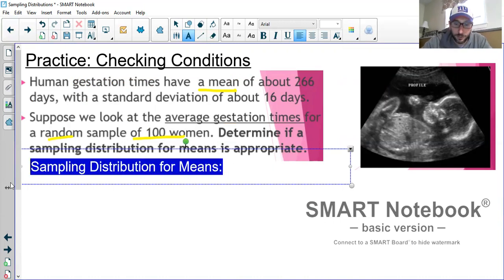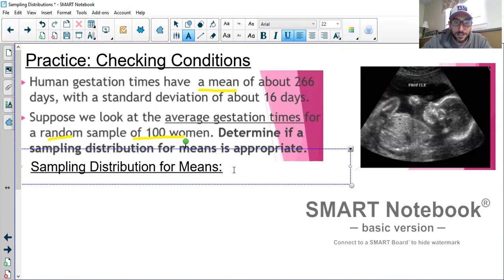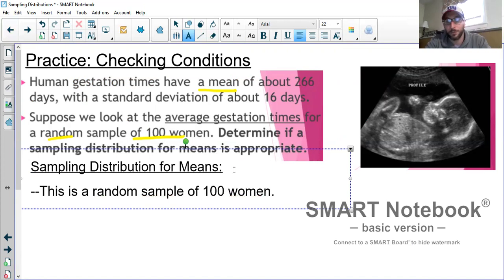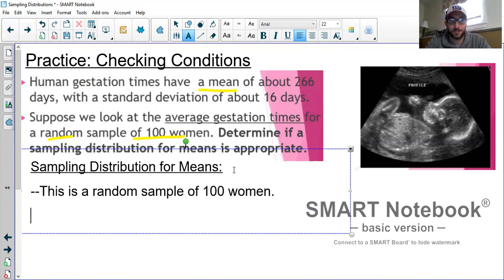Personally, this is what I prefer to do because I know I would forget to name it at the end. So I like to put that as a title at the top and then underneath check the conditions. This time, we know it's a random sample, right? It tells us, it's underlined right there in yellow. So this is a random sample of 100 women. Just don't be lazy. Don't write random check mark, right? Give me some context.